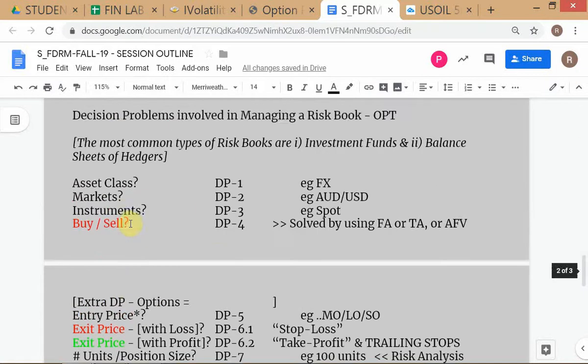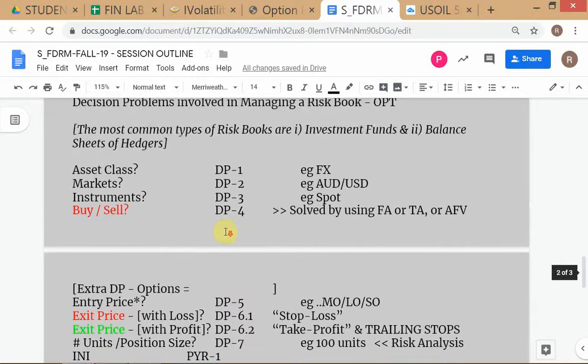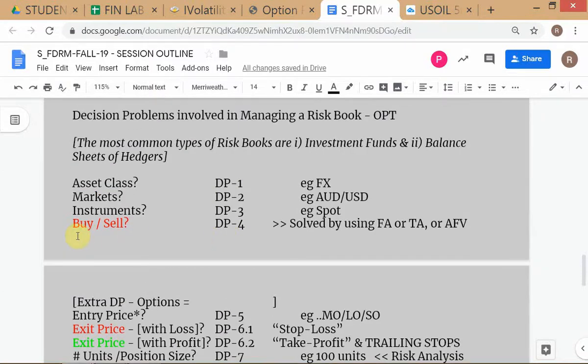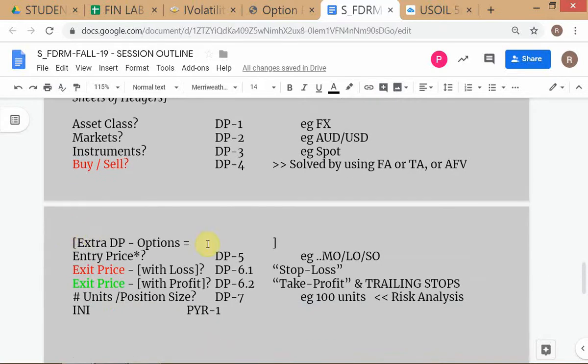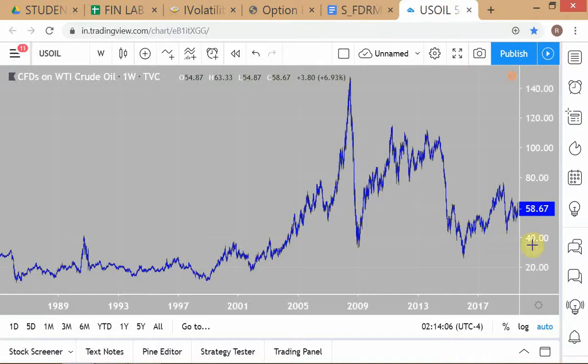Okay, so decision problems, let's go back to decision problems. We're already familiar with these, okay? Now, in the case of options, we have some extra decision problems. Remember, if I'm trading just oil futures, I just need to worry about whether I should buy or sell, and at what price, whether I should enter at the current market price, or at a more favorable or less favorable price using a stop order like a Donchian trading system, etc. But if I'm trading oil options, do I have some additional decision problems?